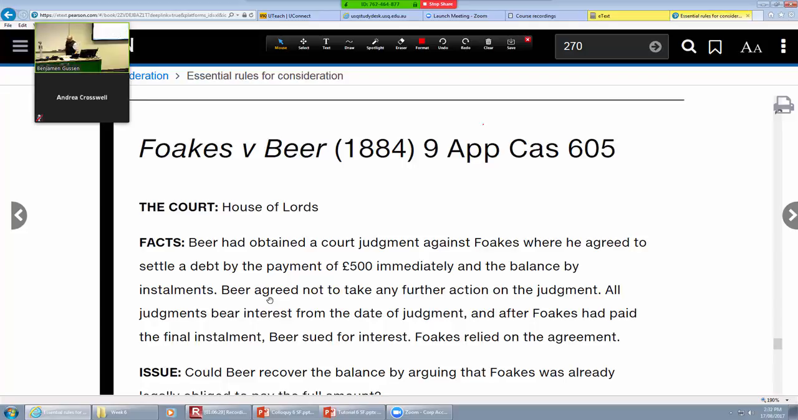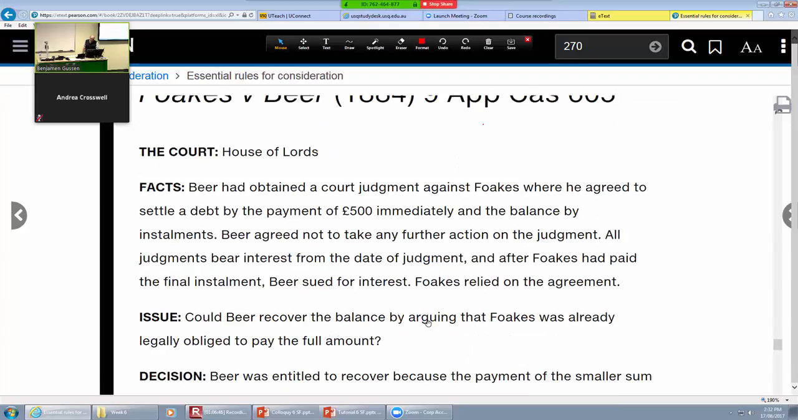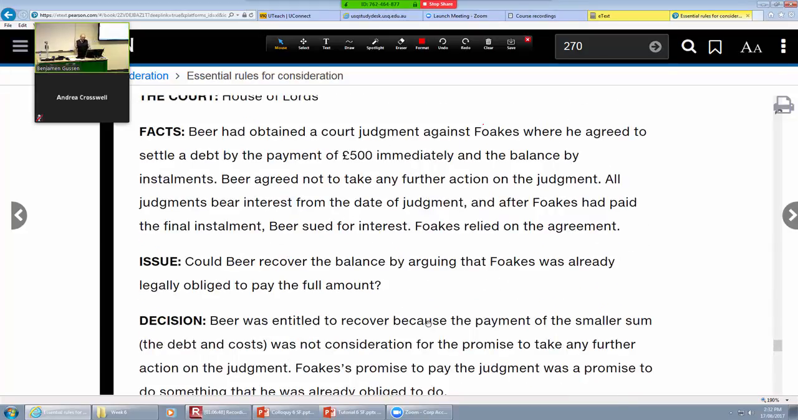Now let's go to this case, and there's something behind this case called the Fox and Beer principle. And just like we said with the poster rule, you could actually stipulate for it to be not applicable to your contract. Okay? You can exclude it. Let's look at it first. 1884. This is about payment of debt. Beer had obtained a court judgment against Fox where he agreed to settle a debt by the payment of £500 immediately and the balance by installments.